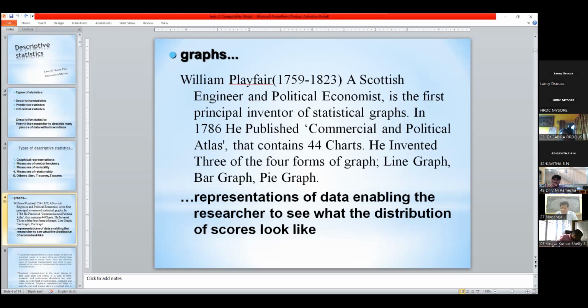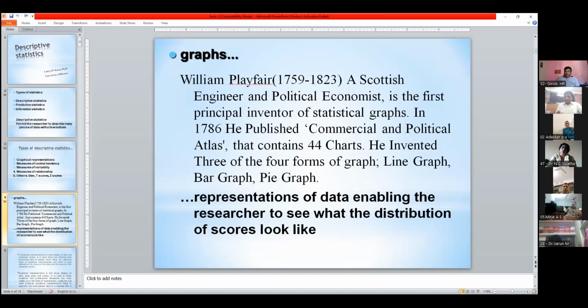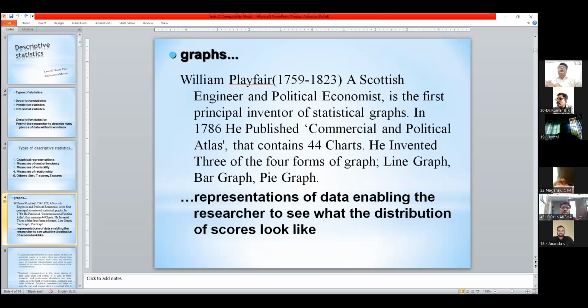If you go back to the history of it, it is William Playfair, as far back as the 18th century. He is the first principal inventor of statistical graphs. In 1786, he published a work called Commercial and Political Atlas, which had 44 charts. Of the several charts, he invented three of the four forms of graphs: the line graph, the bar graph, and the pie graph. These were developed as far back as the 18th century.